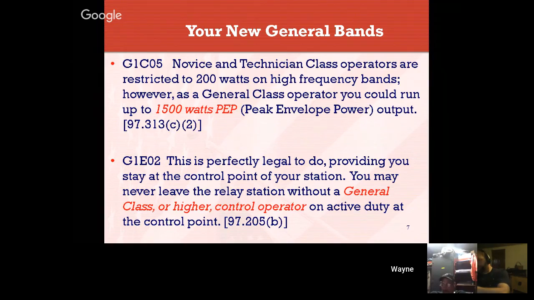When may a 10-meter repeater retransmit the 2-meter signal from a station having a tech class control operator? Okay. That's a control point. You have to stay at the control point of your station. You may never leave the relay station without a general class or higher control operator on active duty at the control point. We'll be looking at that question here in a little bit, I guess.